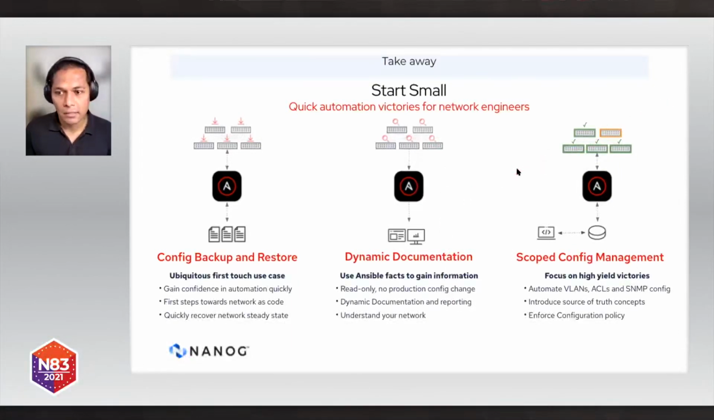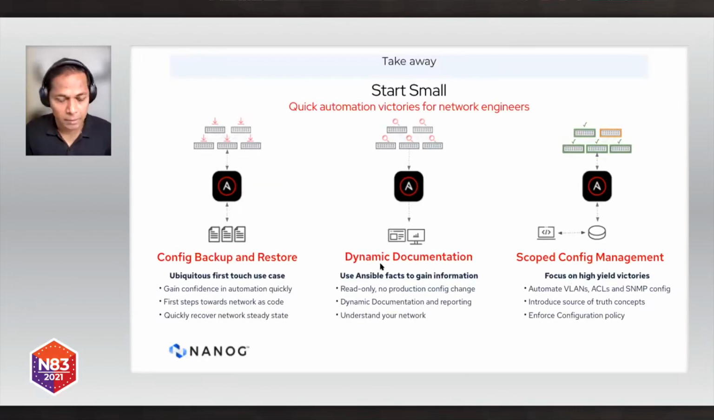So basically, the goal here is to start small. You can start with config backup and restore. It will help you gain confidence in automation quickly. There is not a lot of learning curve here to just get started with Ansible. You will first quickly start seeing the value of using network as code, quickly recovering the network from a steady state using config backup and restore.